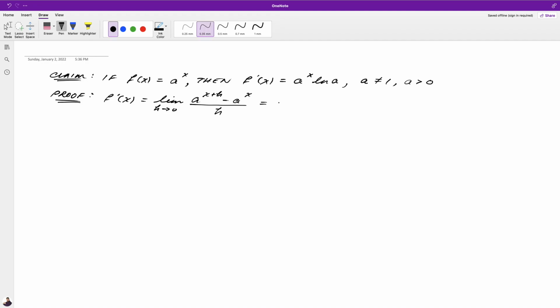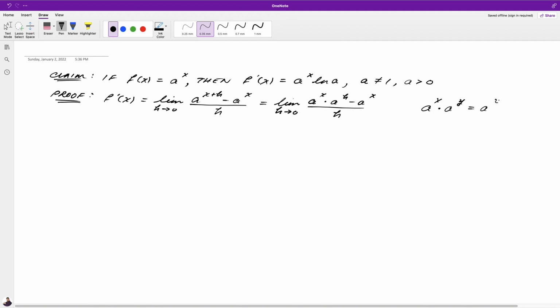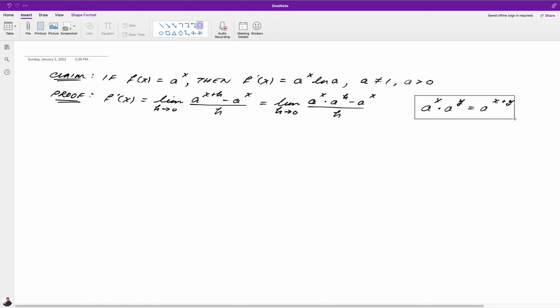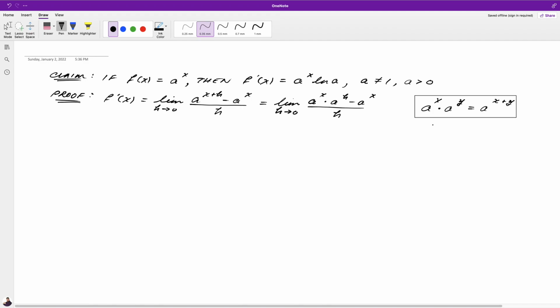Well, this is going to be the same thing as the limit as h trends to 0 of a to the x times a to the h minus a to the x over h, using the property that if you have a to the x and you multiply it by a to the y, that's the same thing as a to the x plus y power. That's an exponent property that we're using right here. All right, very good.